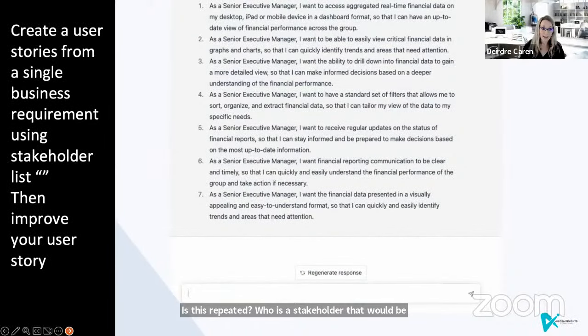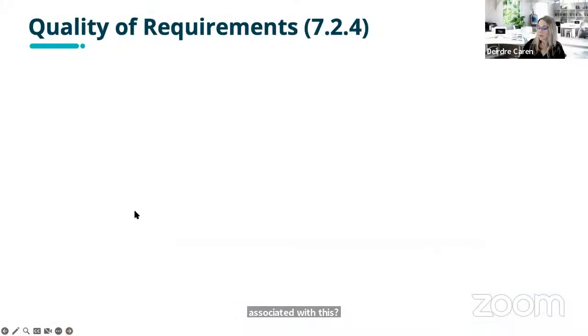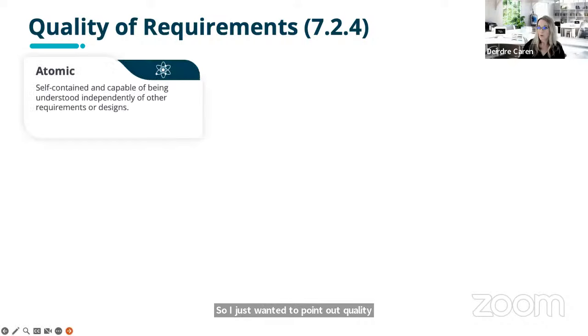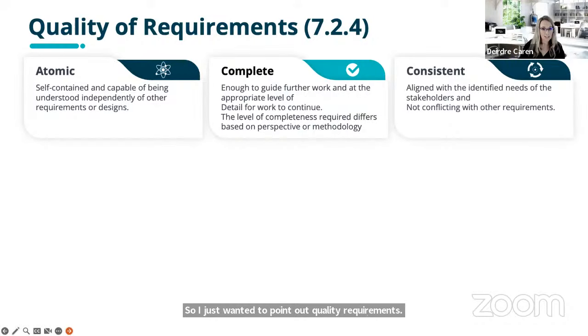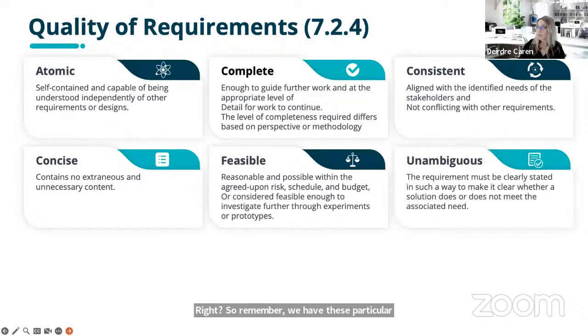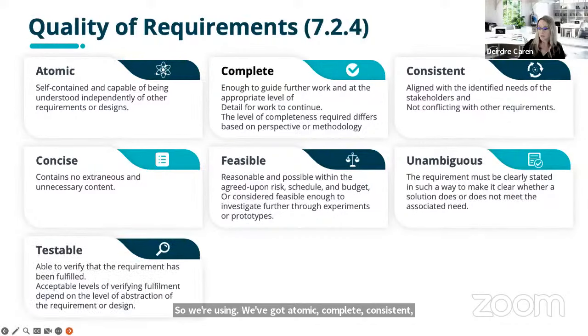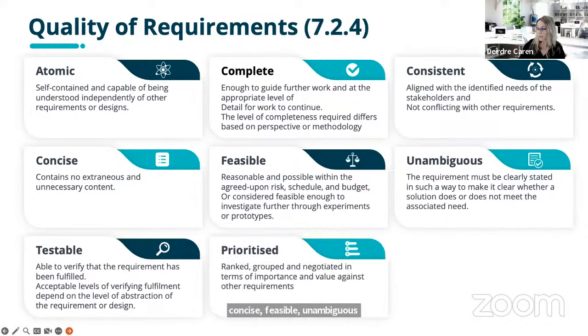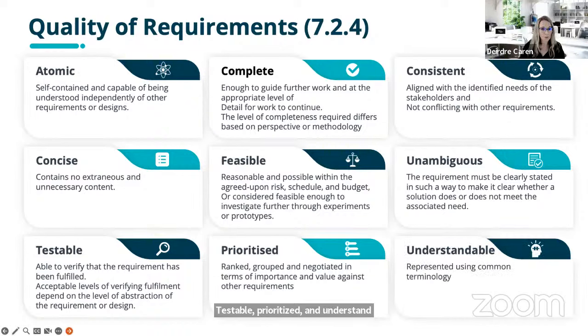So let me just go to the next one. I just wanted to point out quality requirements, right? Remember, we have these particular terms that we use in BABOK. We've got atomic, complete, consistent, concise, feasible, unambiguous, testable, prioritized, and understandable. Use these words to give AI an instruction. It's great because it actually knows what you mean, which is good.